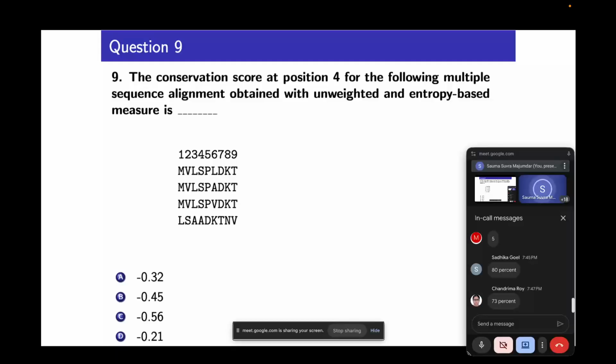I have not discussed this explicitly today, but Sir has discussed this, so I hope you'll be able to answer.